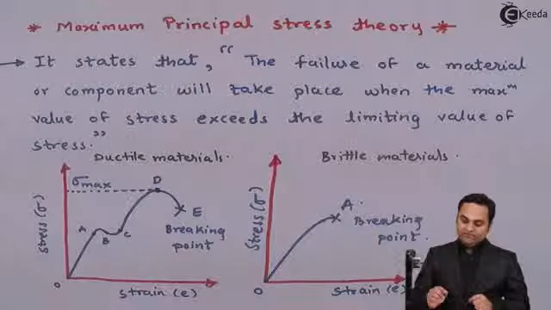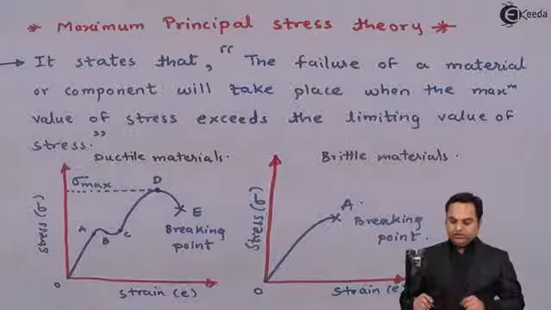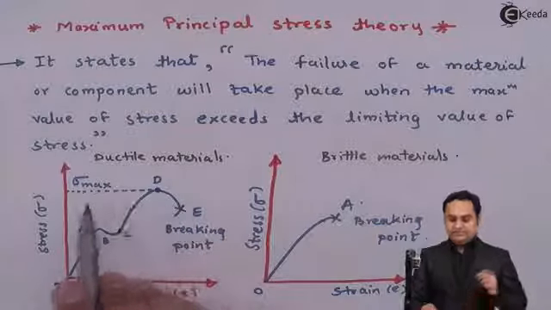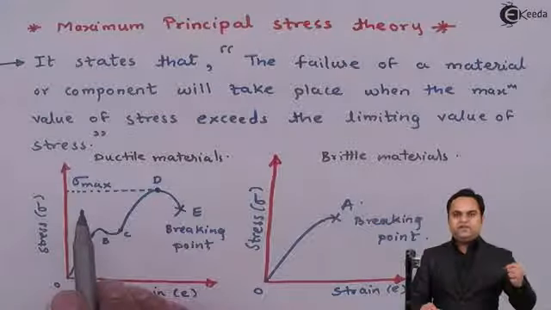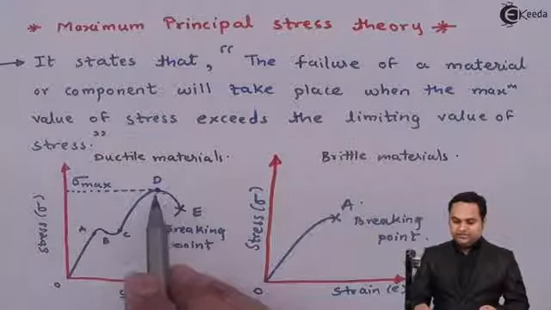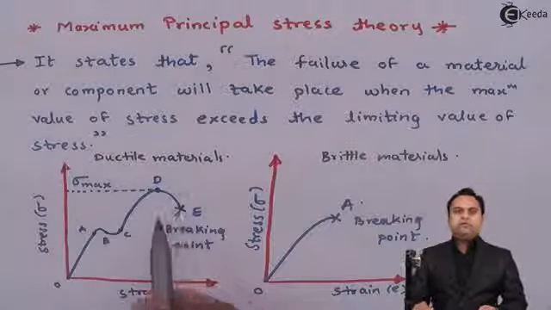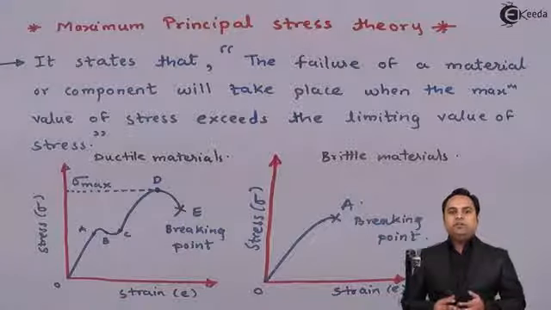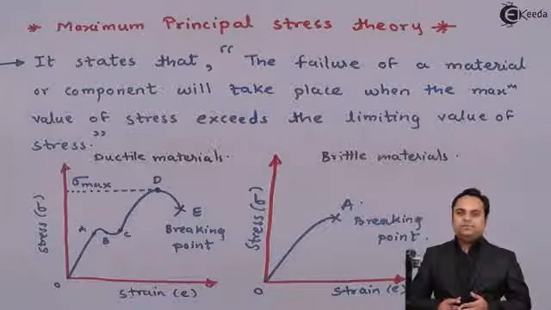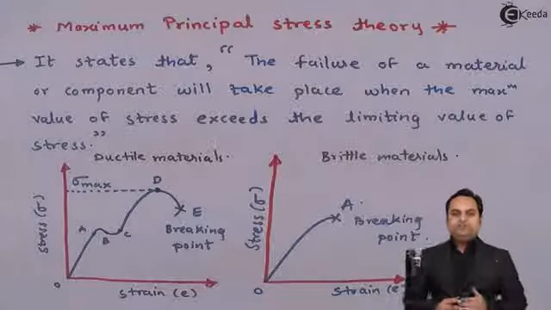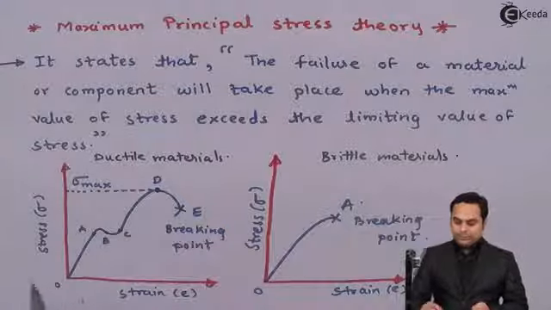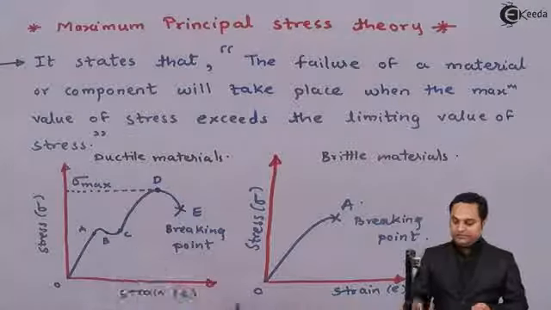So if in any material the value reaches the maximum value of stress, then after that maximum value has been reached, that material can break anywhere. So we should avoid operating the material in the maximum stress condition. We have to reduce the working stress so that the material does not reach maximum stress. So this is for ductile material.